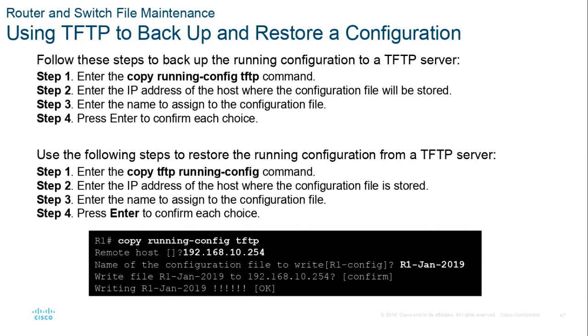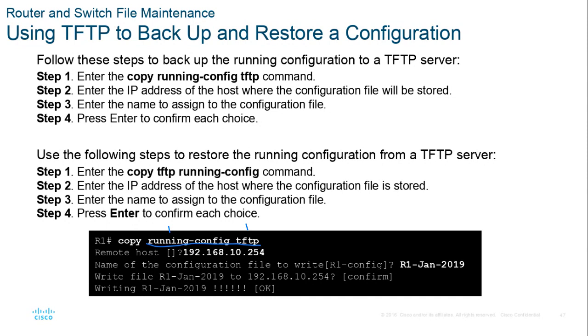So to back up a particular file, we can go to a device and say copy running-config tftp. This is like the DOS copy command. Copy this to this. So this command says take whatever is in the running configuration right now, that's the RAM text entry, and copy it to the TFTP server.